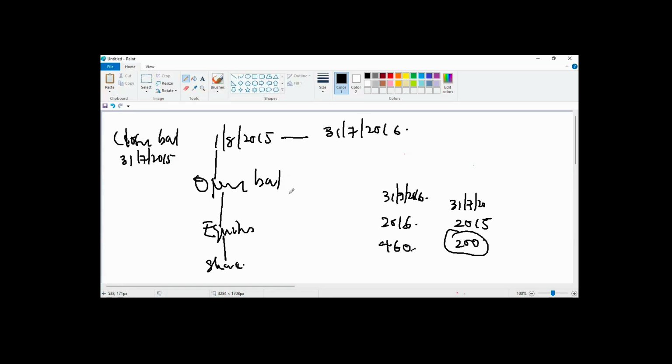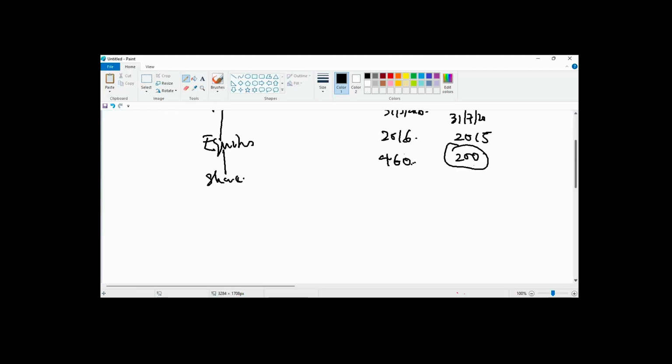I will now convert it. And this time around, the nominal value of the share is 50 kobo. I will now say total number of shares equals the value of shares over the nominal value, which is 200 divided by 0.5. That is 400. 400 is the shares I will now pick as my opening balance.